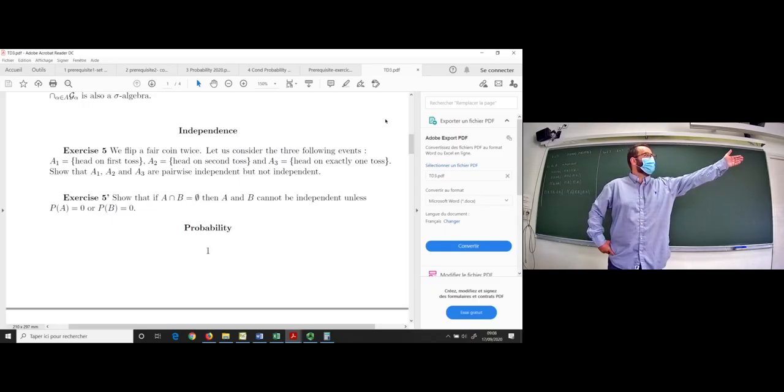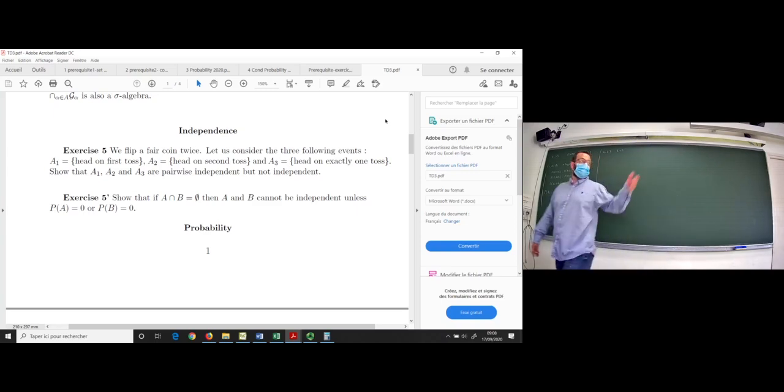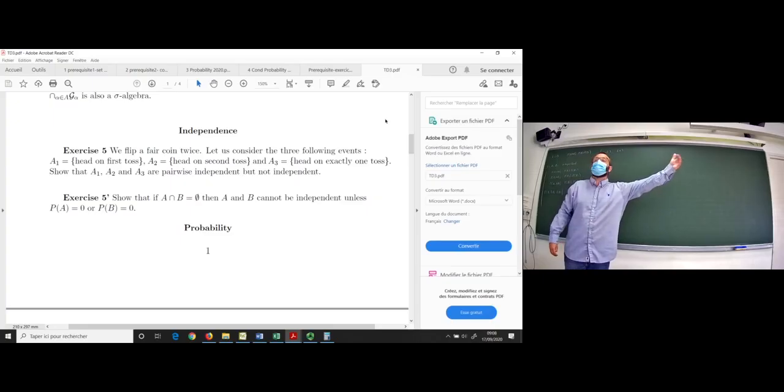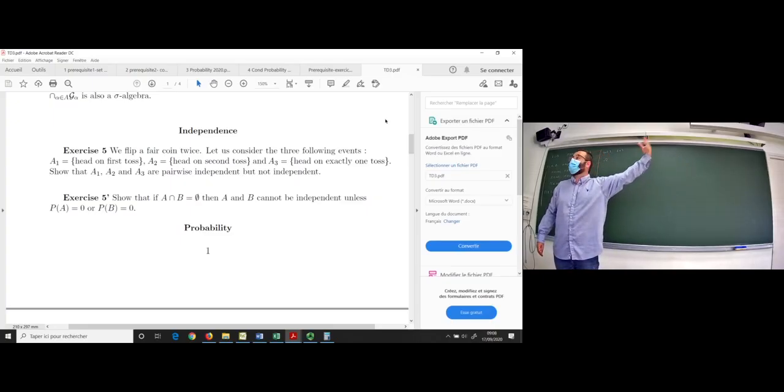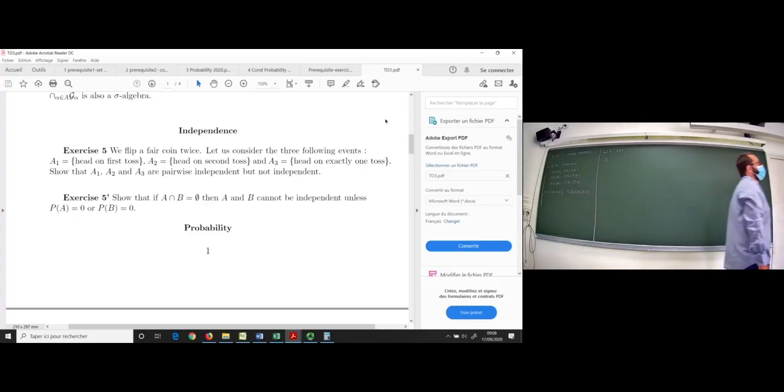And I want to prove that they are pairwise independent, meaning that these three are okay, but not mutually independent, that is, the last relation doesn't hold. Okay? We have to compute probabilities. So in this basic situation, I can use what I have called the intuitive notion of probability, because I have to count.